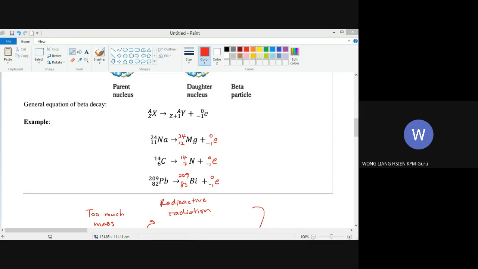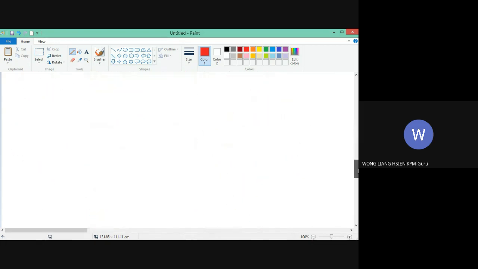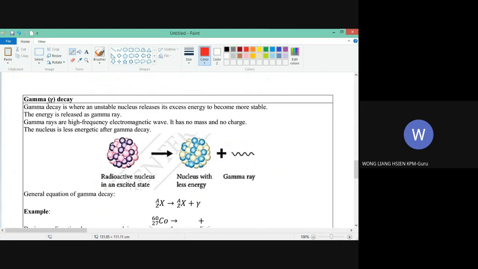Okay, after this, we have the third and the last type of radioactive decay, which is gamma decay. Gamma decay is when an unstable nucleus releases excess energy, too much energy, so it throws away the energy and becomes more stable. So the energy is released as gamma ray. That means the gamma ray, the electromagnetic wave, carries the energy away. So gamma rays are high frequency electromagnetic waves, so they have no mass and no charge. So the nucleus becomes less energetic after gamma decay, more stable. So you can see here a radioactive nucleus in an excited state undergoes gamma decay, so it becomes a nucleus with less energy and releases gamma ray.